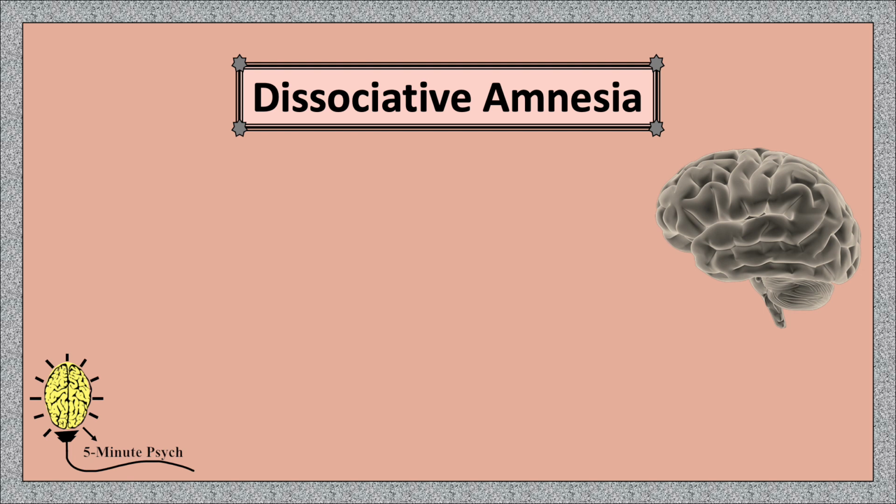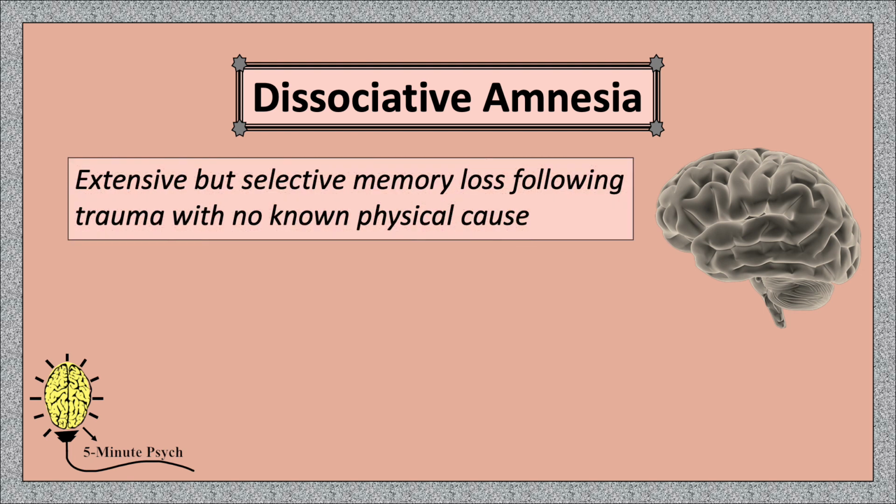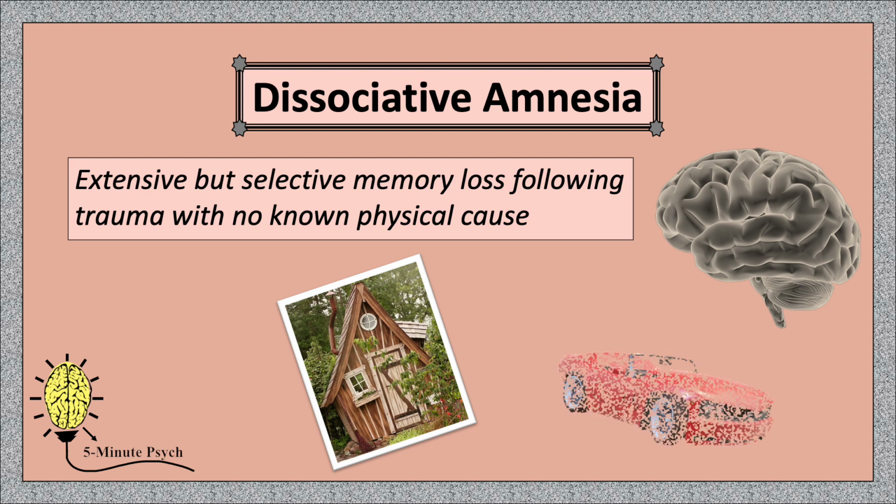With dissociative amnesia, there is extensive but selective loss of memory following trauma, and there's no known physical cause for the amnesia. Doctors can't find any visible injury to the brain at all. Sometimes the person can't remember anything from the past, while other times the memory loss is selective, like they forget specific events or people, but still remember everything else.